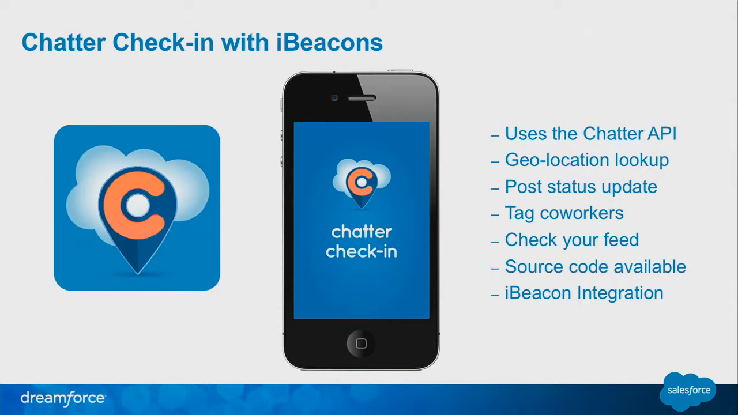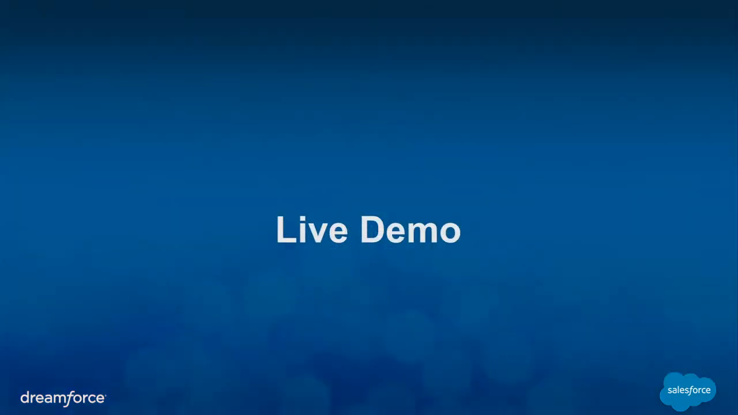We're using the Salesforce Chatter API. We're using some geolocation to look up your location information to check in with. You can tag your coworkers, check your feed, and later on we're also going to talk about how we can do iBeacon integration. So let me switch over to give you a quick demonstration of this app.